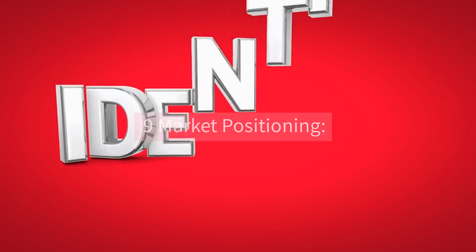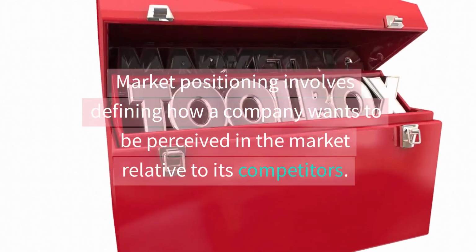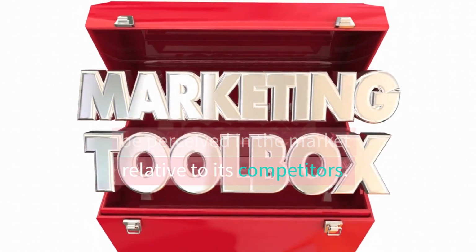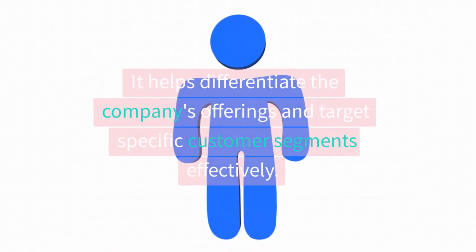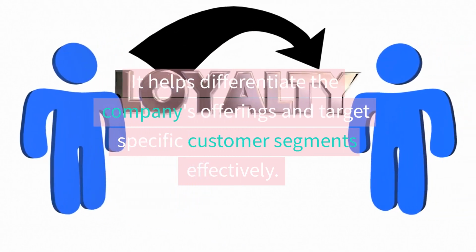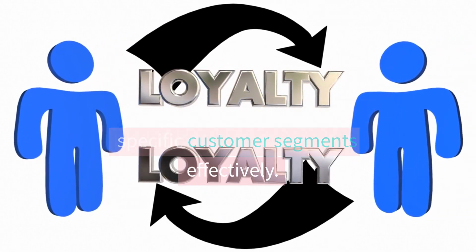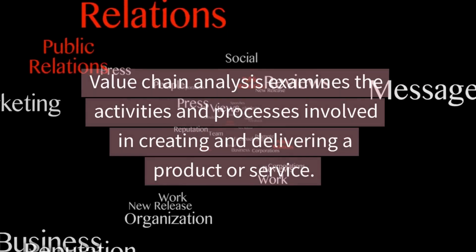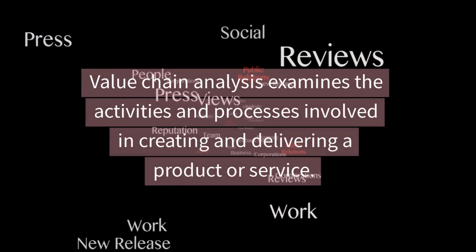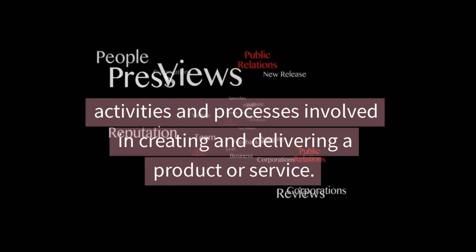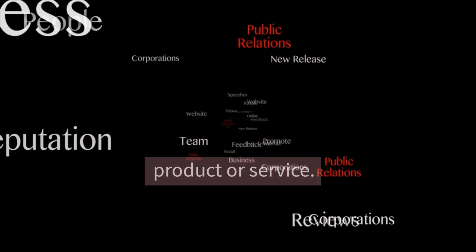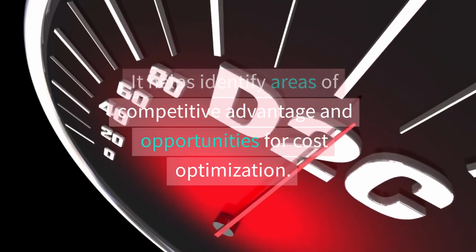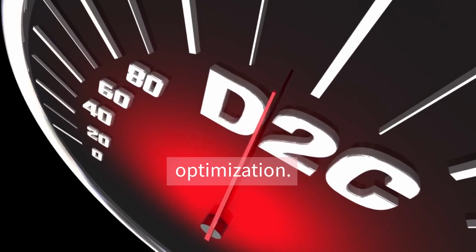9. Market positioning. Market positioning involves defining how a company wants to be perceived in the market relative to its competitors. It helps differentiate the company's offerings and target specific customer segments effectively. 10. Value chain analysis. Value chain analysis examines the activities and processes involved in creating and delivering a product or service. It helps identify areas of competitive advantage and opportunities for cost optimization.